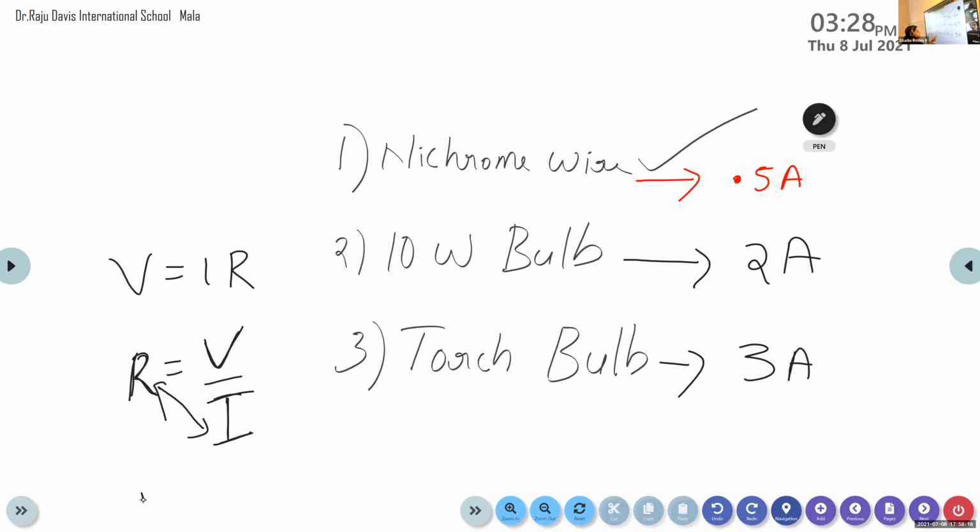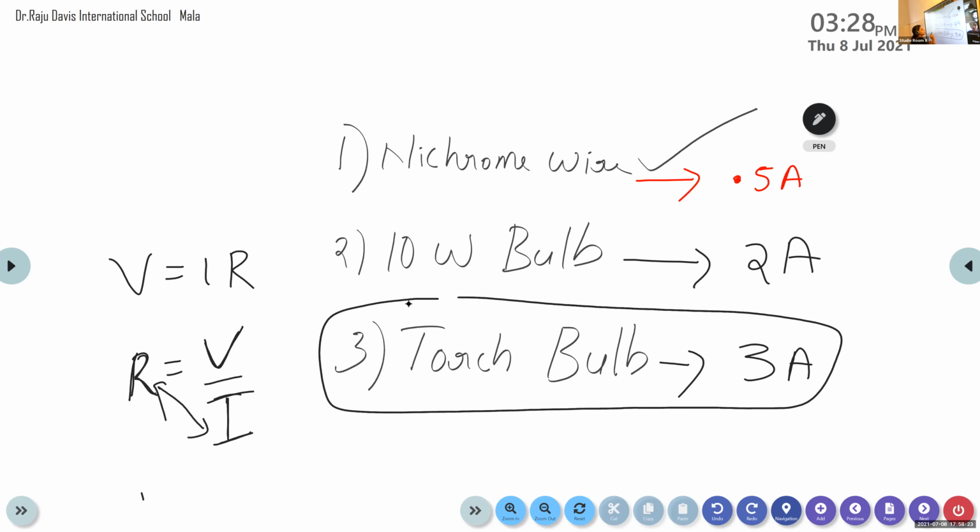So here, from this we can say that through the torch bulb, more current flow occurs. So what about the value of resistance there? Is it more or less? Here the torch bulb possesses a less value of resistance. Then what about the case of the nichrome wire? Through the nichrome wire, a very small amount of current flows. So what about the value of resistance there? Is it less or more?